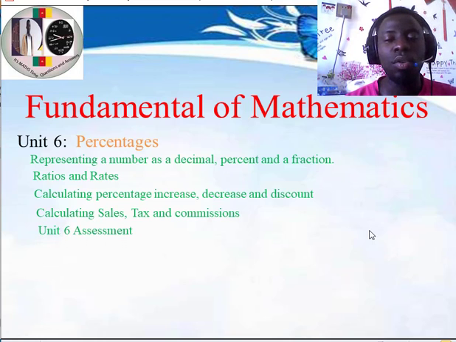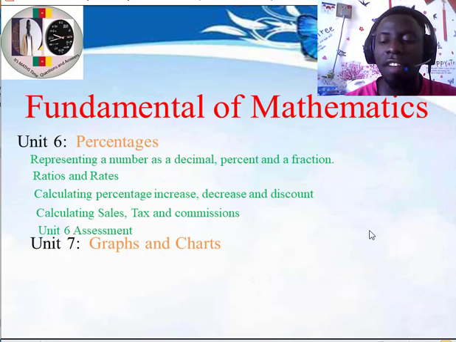Then we are going to unit 6 assessment, and from there we'll look at unit 7, which will be dealing with graphs and charts. Under graphs and charts, we are going to examine different types of graphs and how to interpret them, how to solve problems when you are presented with a graph or a chart. The type of graphs we are going to be talking about here are the basic graphs, which will build you a knowledge under graphing, and then we can proceed to detailed graphing in the later course.